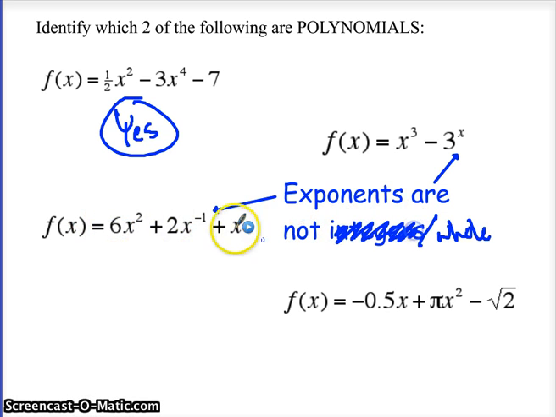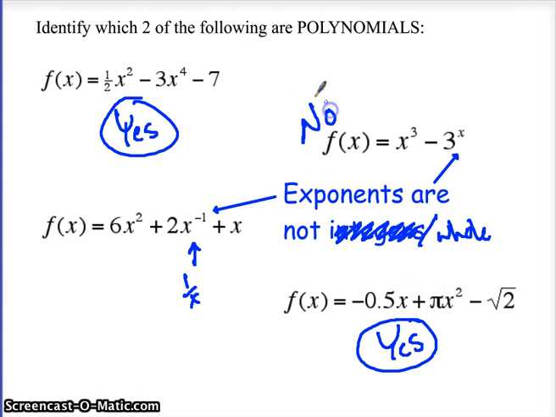Because -1, technically over here, is an integer. But again, we don't want negative exponents. So again, that would be another reason, since this stands for 1 over x, another reason why we would not call that a polynomial. Finally, down here, if we look carefully, x to the first and x squared are great for exponents. And remember that your coefficients, √2, pi, -1/2, just have to be real. And those are all real numbers. So again, this would be a yes, whereas this f of x and this f of x were definite no's.